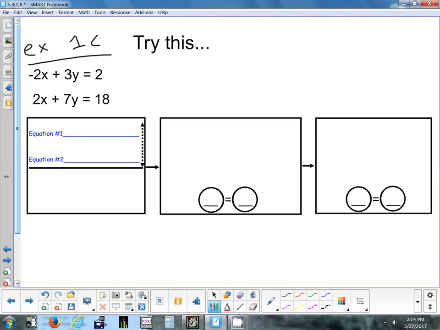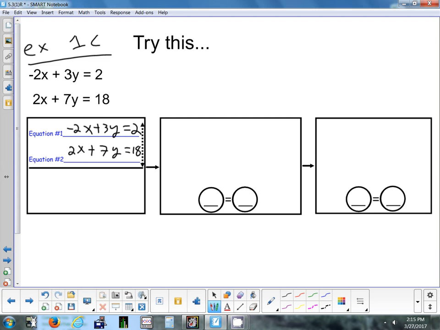All right, so do we have everything lined up here? What do you think? X is in a column, Y is in a column, numbers in a column. If you already have that, just copy the problem into box one. If you don't, that's what we're going to do next. Okay. So negative 2x plus 3y equals 2. That should be equation 1. Equation 2, 2x plus 7y equals 18.